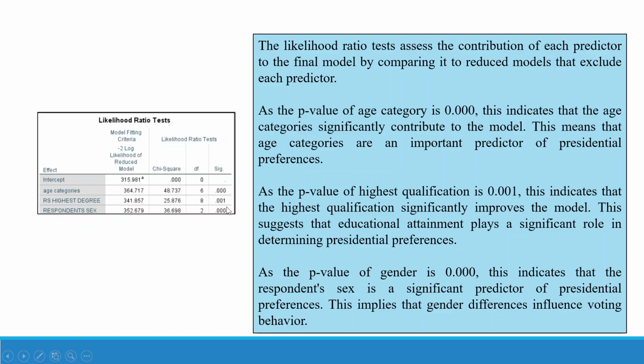Second, the qualification. As the p-value of the highest qualification, this one, is 0.001, this indicates that the highest qualification significantly improves the model. This suggests that the educational attainment plays a significant role in determining presidential preferences. The next is gender. See the p-value? As the p-value of the gender is 0.00, this indicates that the respondent's gender is a significant predictor of the presidential preferences. This implies that the gender differences influence the voting behavior.